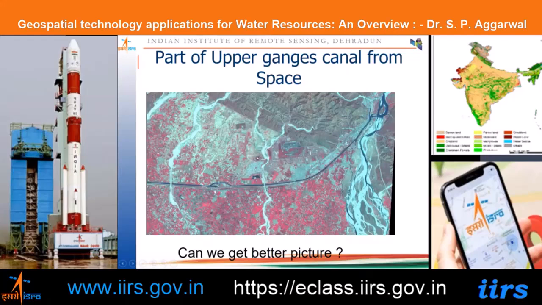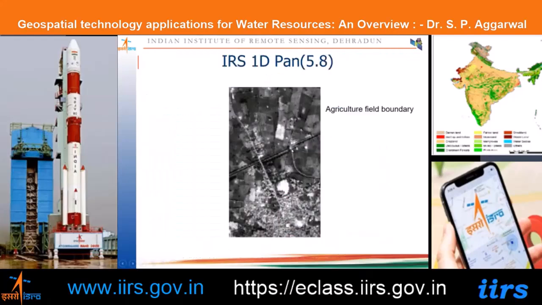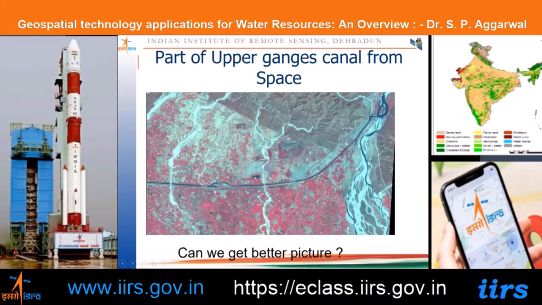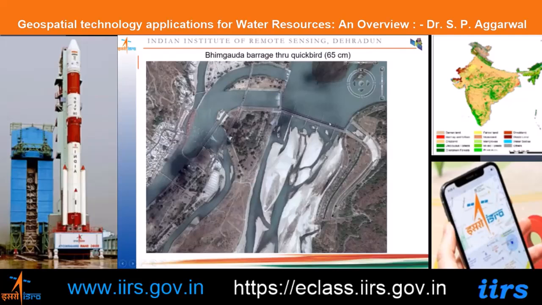With 5.8 meter, you can see distributary and minor. Yeah, this is 65 centimeter Quickbird data, and you can see the Bhimgoda barrage. Same area. With 23.5, you see the Bhimgoda barrage and you interpret that there must be some barrage. But if you see the 65 centimeter, you can see very nicely the barrage and the diversion to this canal.